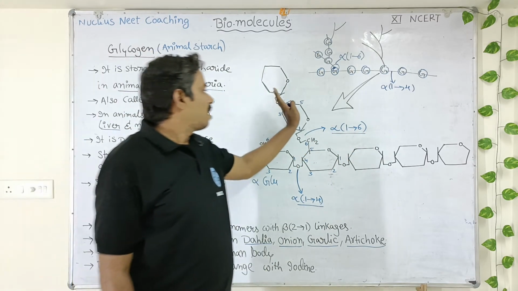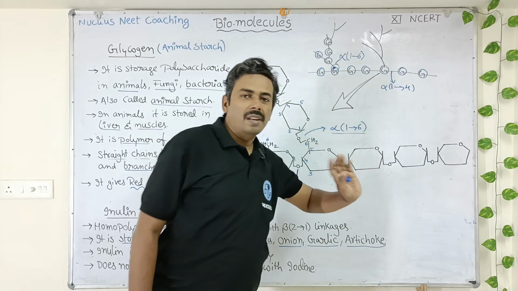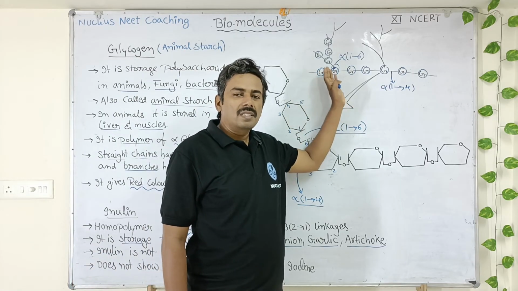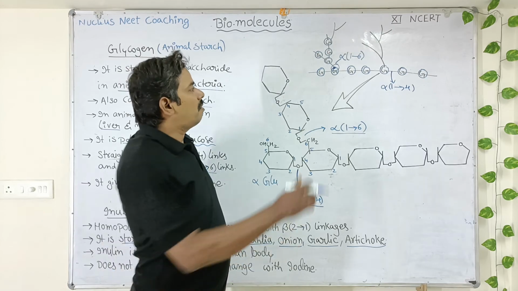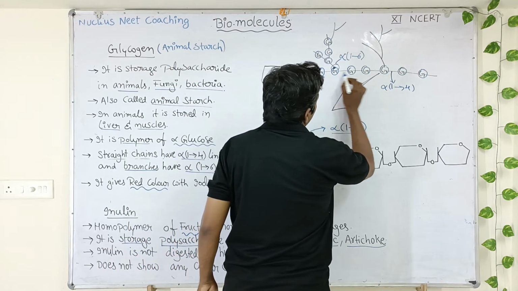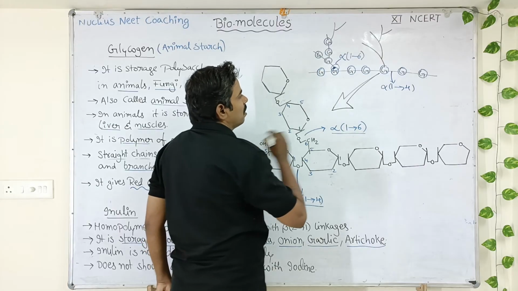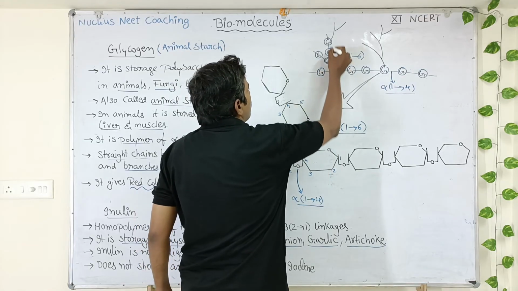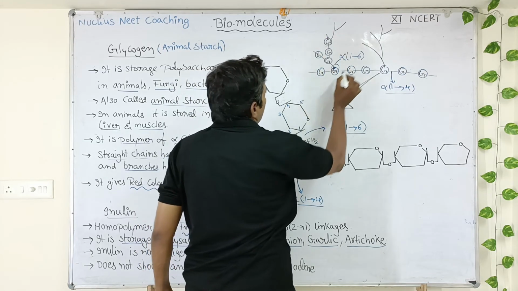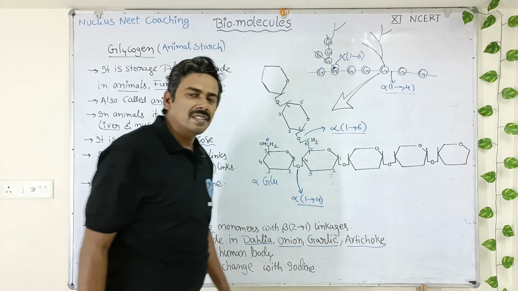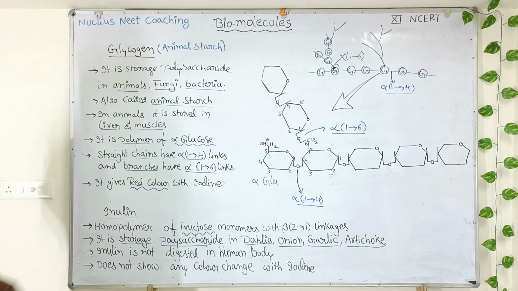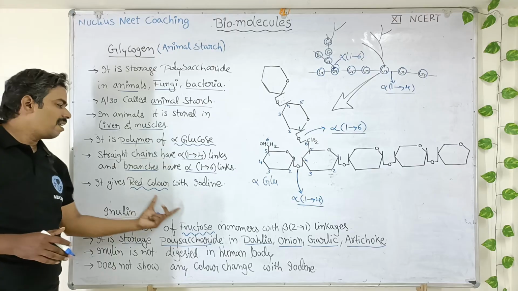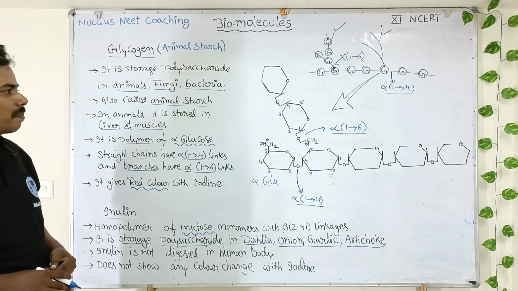Okay, so like this, several branches will be attached to the main chain. You can see here the cartoon diagram of glycogen, which is given in the NCERT textbook. This is the NCERT diagram of glycogen. This is the main straight chain of alpha glucose molecules attached to each other by alpha 1 to 4 linkages, and there will be several branches connected by alpha 1 to 6 linkages. Understood, students? Now, starch gives blue color with iodine, but glycogen gives red color with iodine. That is the difference. Understood, students?